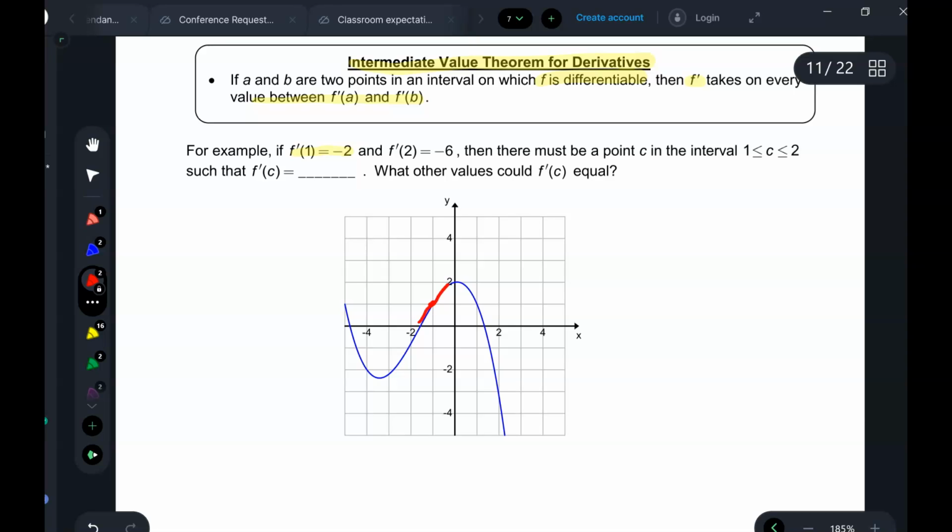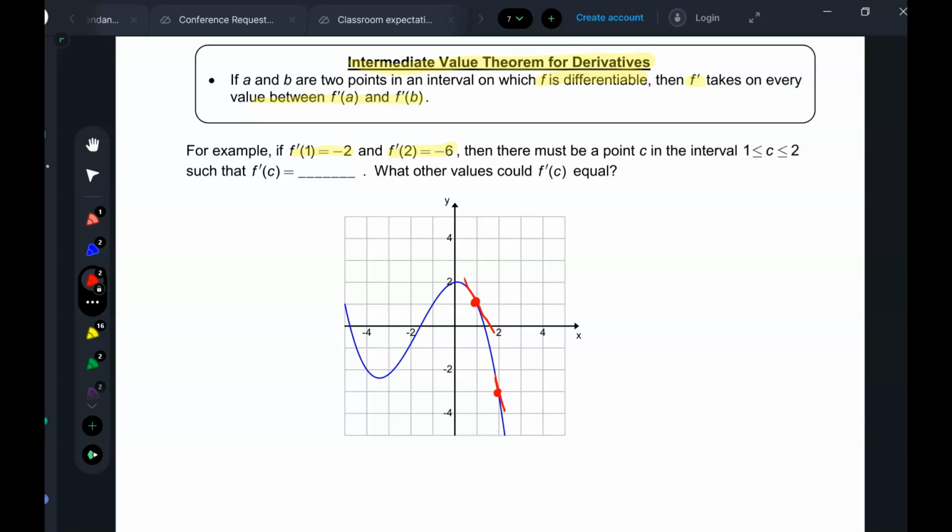Isn't it positive 1? Oh, thank you. I totally missed that. There we go. There's my slope is -2. And at f of 2, right here, now my slope is -6. So that means my tangent slopes have to stay between -2 and -6 for sure.